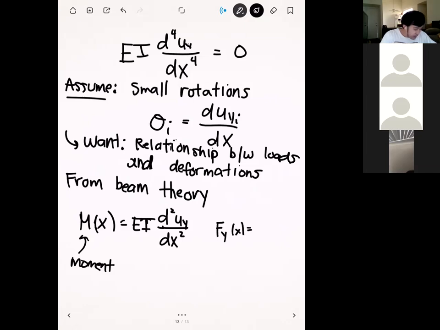And so the other relationship that we have is for the nodal forces. Okay? So it looks very similar. We have EI times the third derivative of the transverse displacements. So we have EI times d cubed u_y over dx cubed. Okay. And so now that we have these force-displacement relationships, we need to turn these into linear equations.